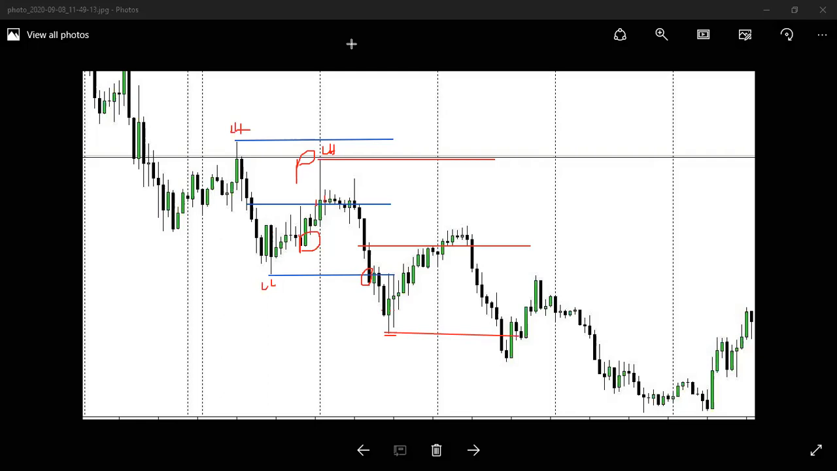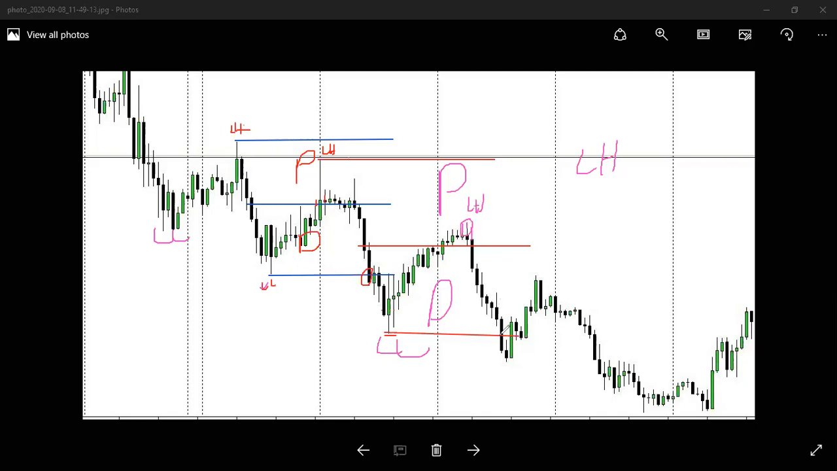So what does this mean? This is your premium, and all of this is your discount. So wait for price to come back to premium. Once it's in premium, then you can look for a sell. We are also looking for a new lower high. Remember, lower low, lower high, lower low, lower high, lower low. So we are looking for a lower high in premium. And the lower high was this one, 1, 2, 3, this one here. That's the lower high.